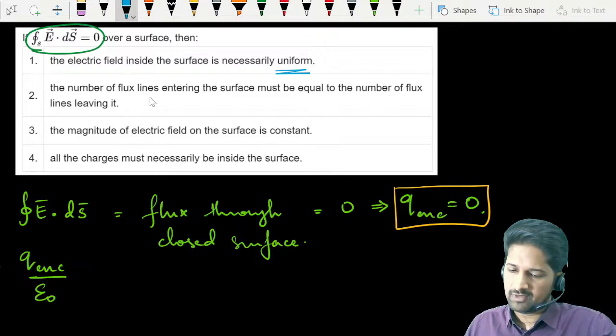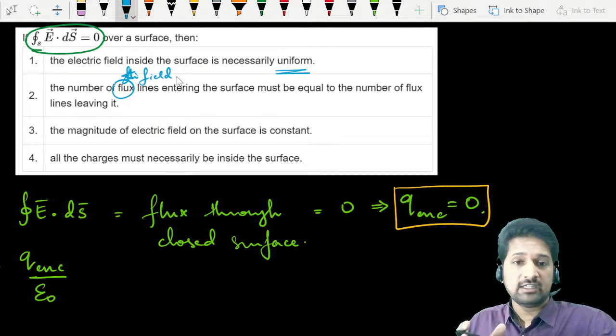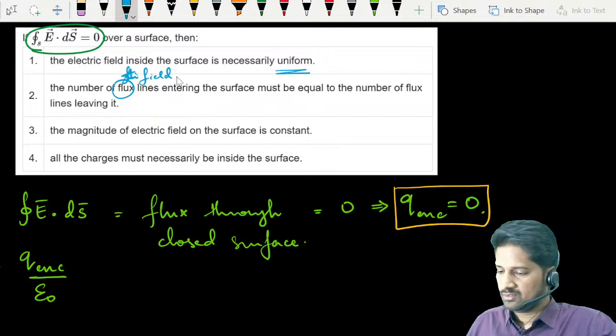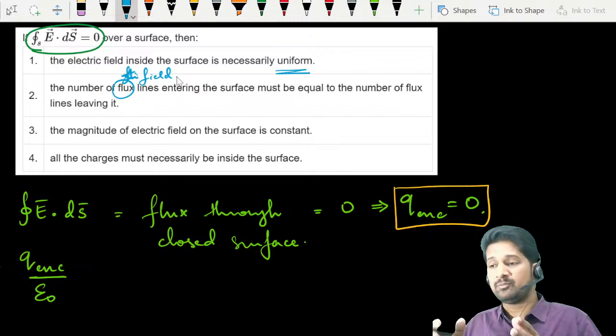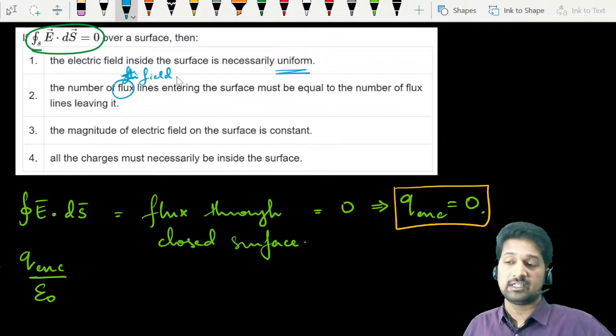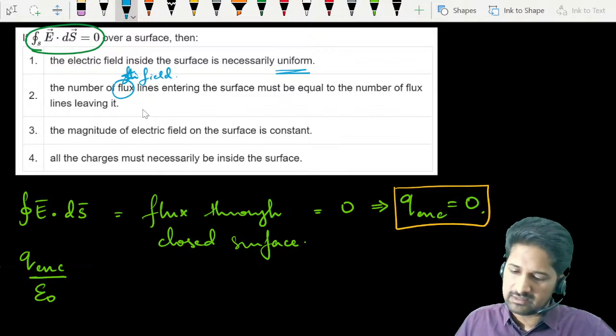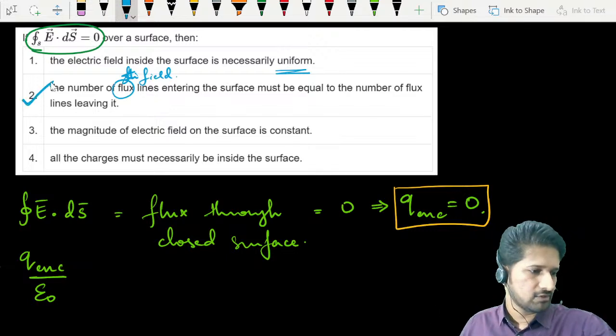Next, the number of flux lines entering the surface must be equal to number of flux lines leaving it. Flux lines are nothing but field lines. Now net electric flux through this surface is 0. That means the total number of lines entering the surface should be equal to total number of lines leaving. That means negative flux should be equal to positive flux. So the second statement is definitely correct.